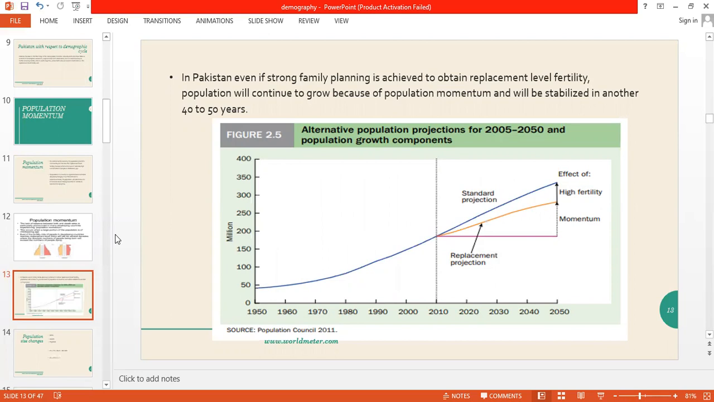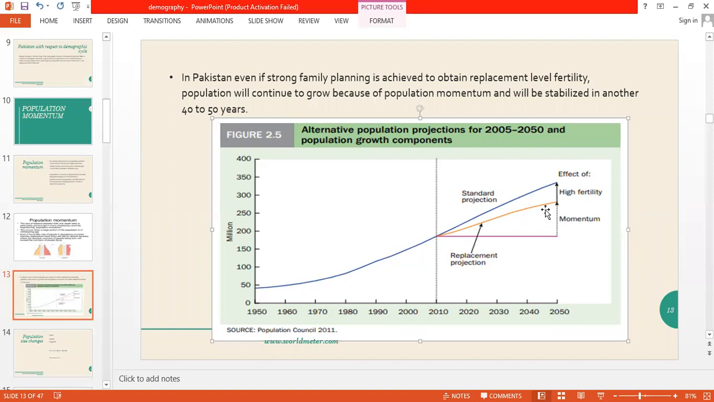This is the population graph of Pakistan, in which we cannot achieve the actual replacement projection. This is our standard projection, and this is the replacement projection, because of the effect of high fertility.